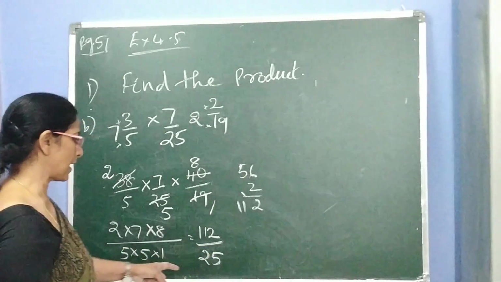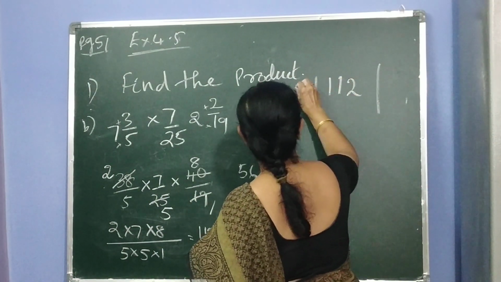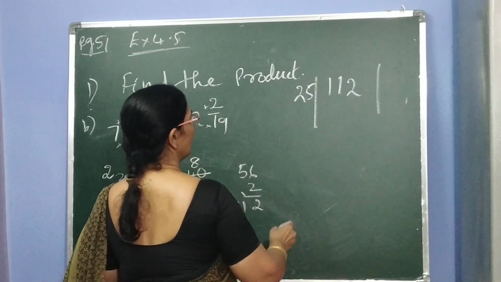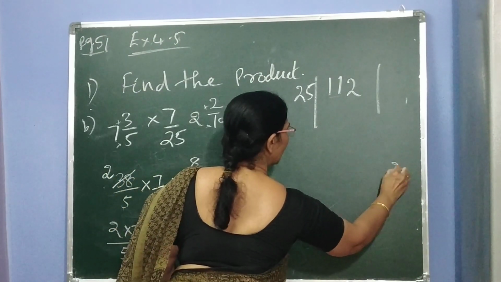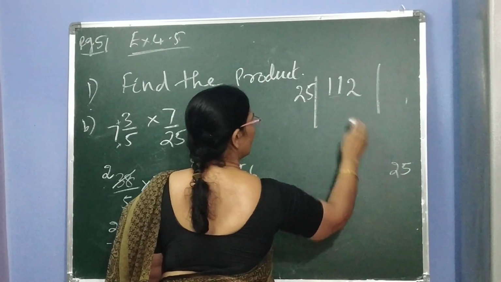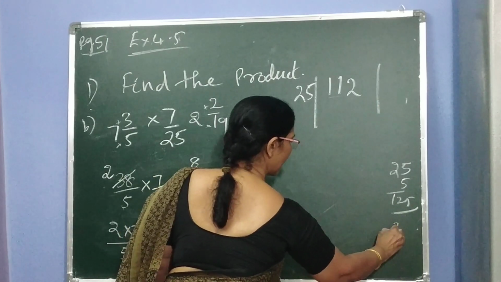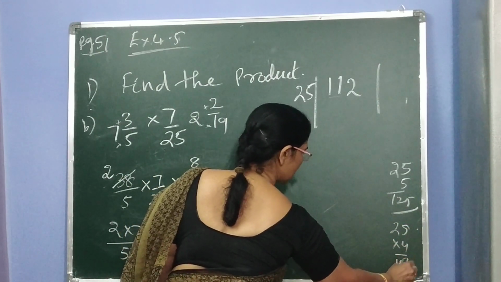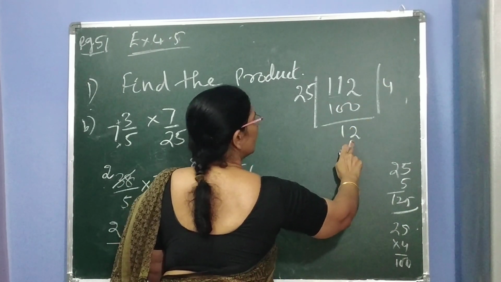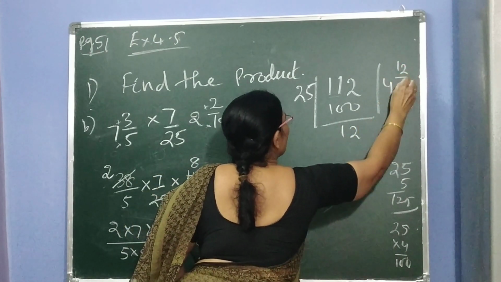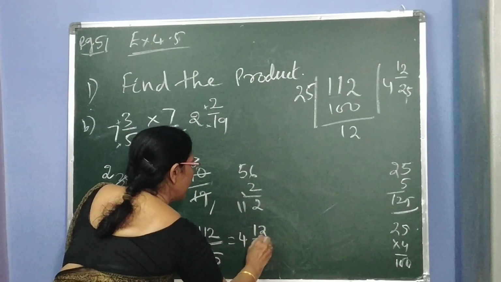It is an improper fraction. So 112 divided by 25. Here take two digits in mind and read the first two tables. 2 5s are 10, 25 5s are 125 we will get. 125 is a big number. So 25 4s are, everyone knows, 100. So 100 we can take, here 12. What are we left with? 12. So 4 12 by 25. Its answer is 4 12 by 25.